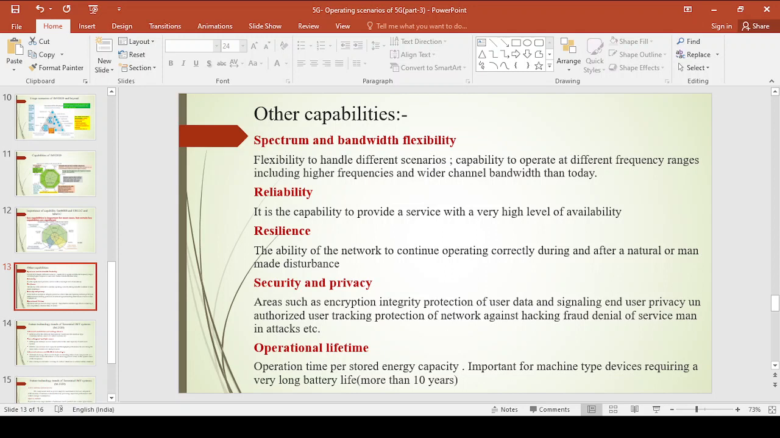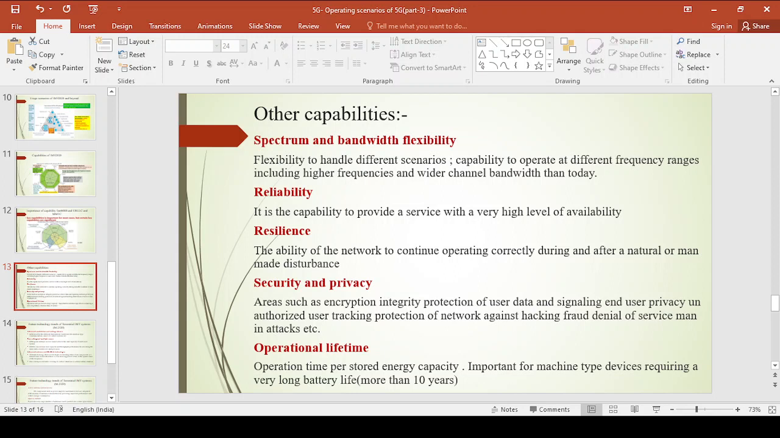Now behind the capabilities, like in previous slides we have seen capabilities like user experienced data rate, spectrum efficiency, mobility, latency, connection density, network energy efficiency, area traffic capacity, peak data rate. All these capabilities we have seen in comparison with the fourth generation system, and what the values are under 5G. Now behind these capabilities we have a few more capabilities. That includes spectrum and bandwidth flexibility. Through this capability we can handle different scenarios, and we can operate at different high frequency ranges.